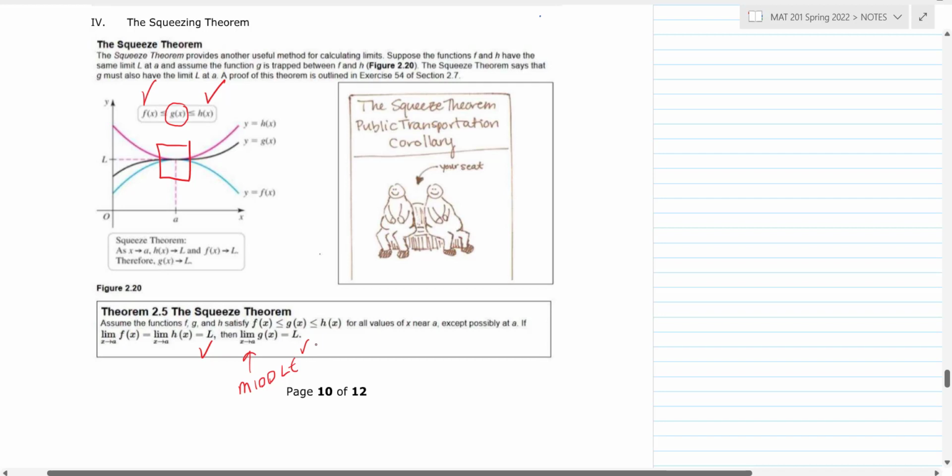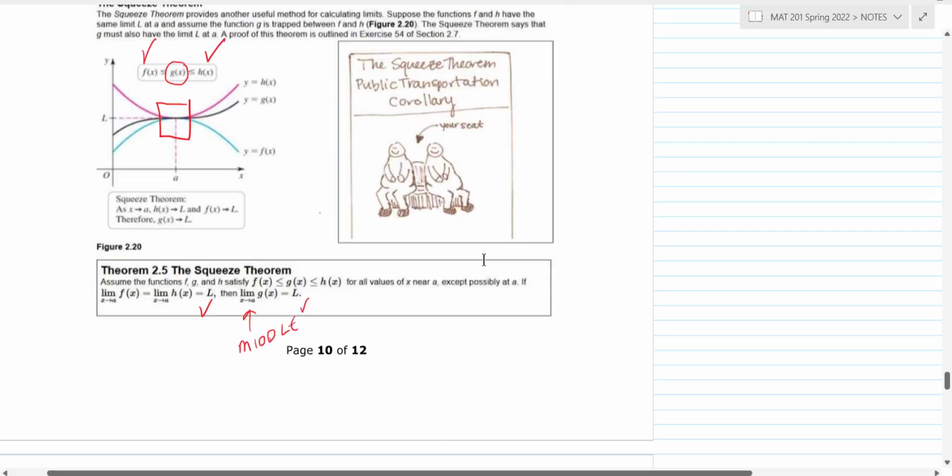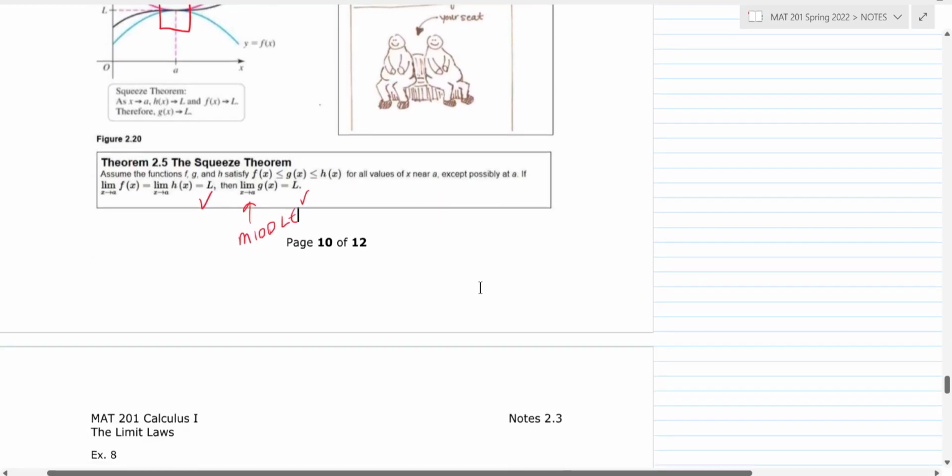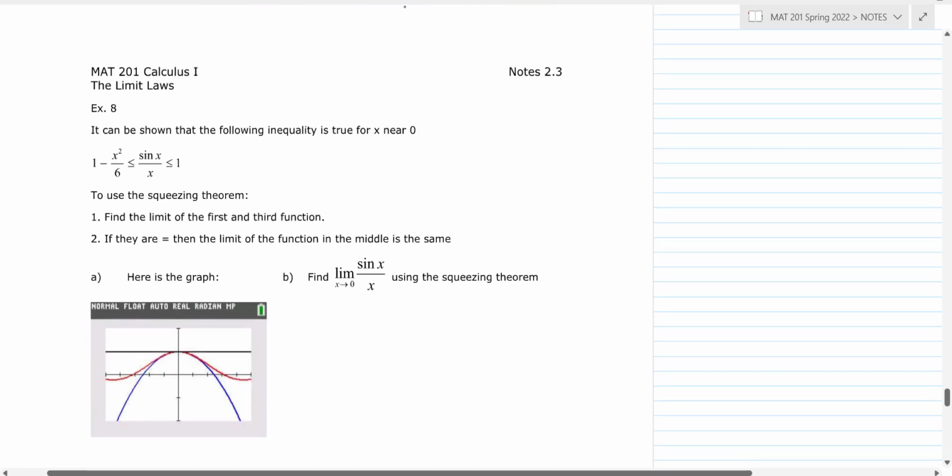All right, so kind of think of yourself as you're in public transportation and you are squeezed between two people, or you're on an airplane. So you can kind of think of the squeezing theorem that way. You can think of the sandwich theorem, as it is often called. All right, so on the next page, I'll show you how to do this, and these are pretty simple to do.